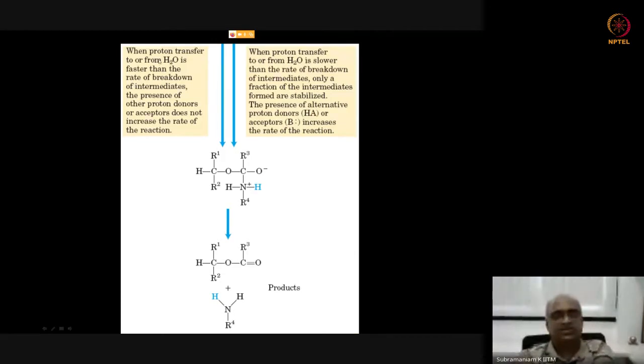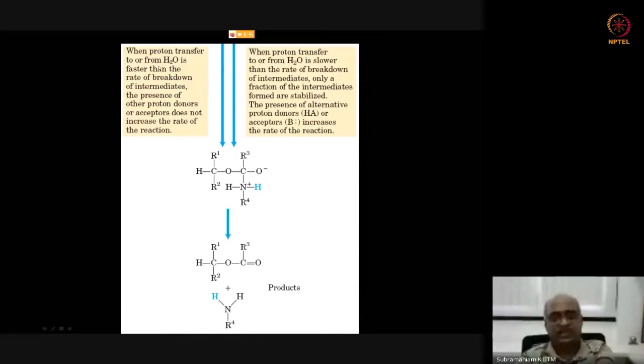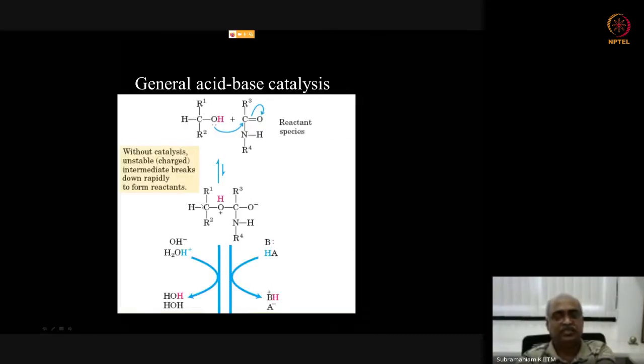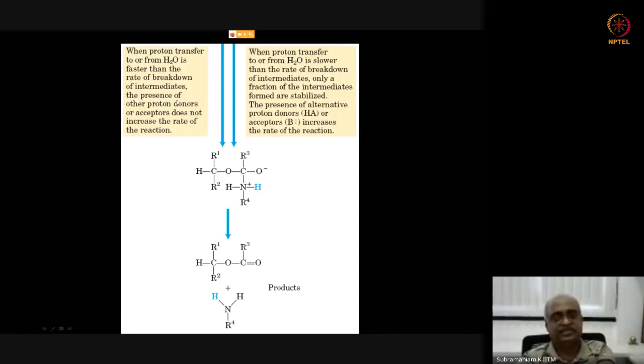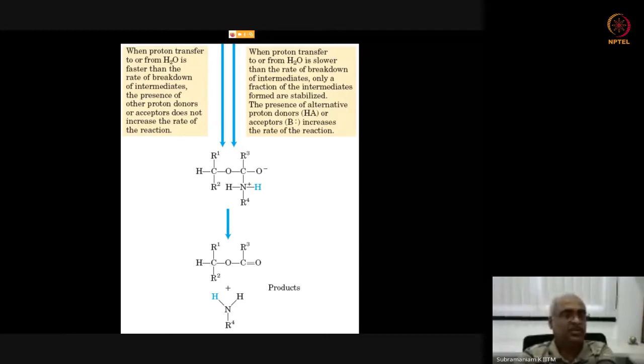So, when proton transfer to or from water, that is the acceptor or donor situation, is faster than the rate of the breakdown, like from here going back, if this is slower than transfer to water, then it readily happens in water itself. You don't need any other proton acceptor or donor. Their presence doesn't help because the rate of transfer to water is faster and water is there in plenty. So you're not going to have something that can do better than water.